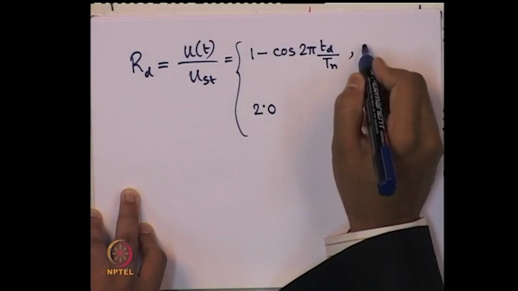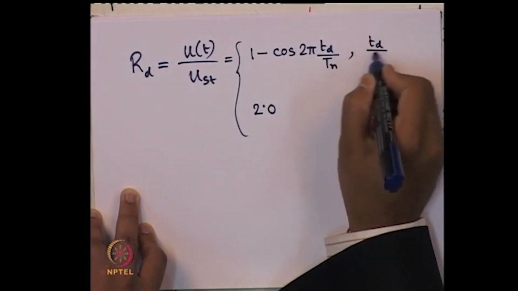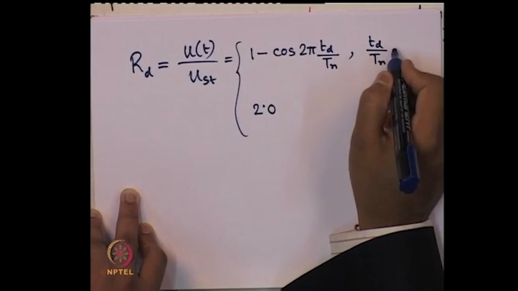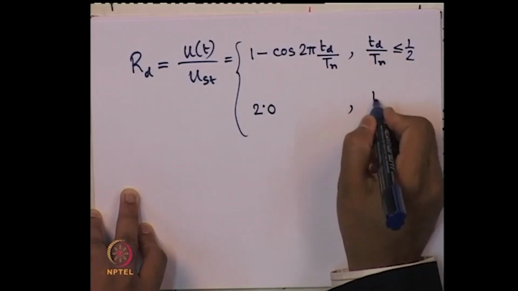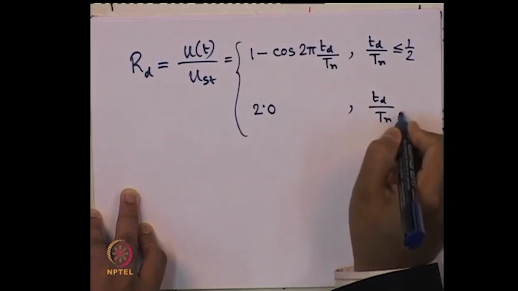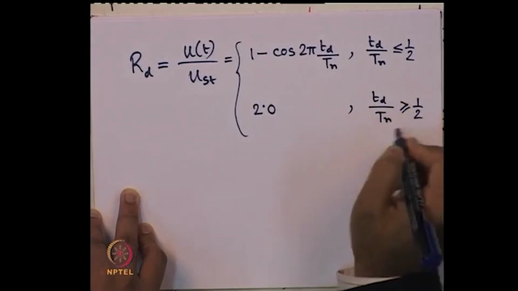This is applicable when your Td by Tn ratio is less than or equal to half, and this is applicable when the Td by Tn ratio is greater than or equal to half.